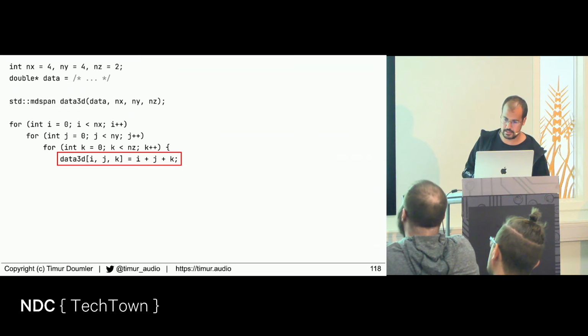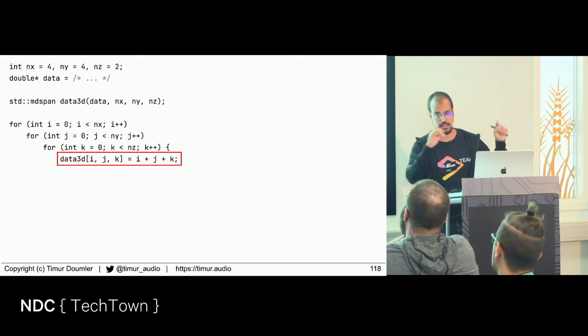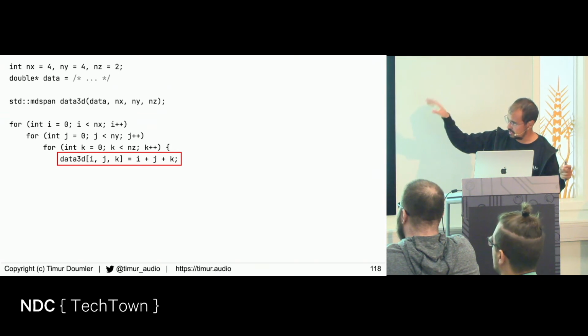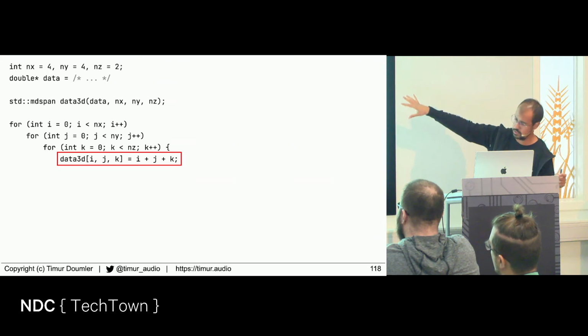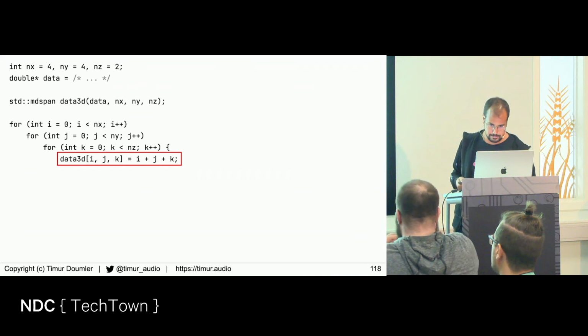The other thing about this is that the way we access the elements is with this square bracket operator, and now it can take multiple parameters. This is a new core language feature that we added into the core language in C++23 to enable this syntax, which I think is a very, very nice syntax.